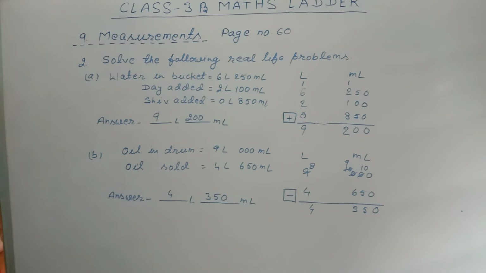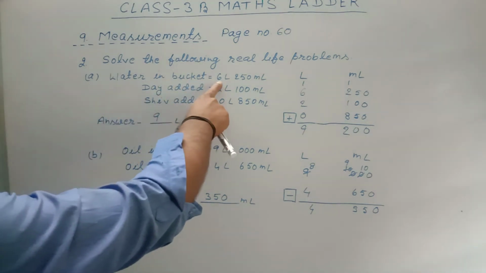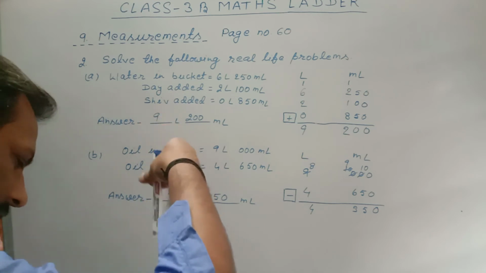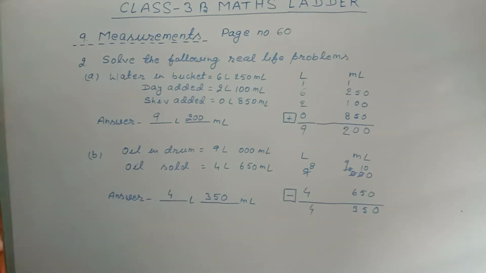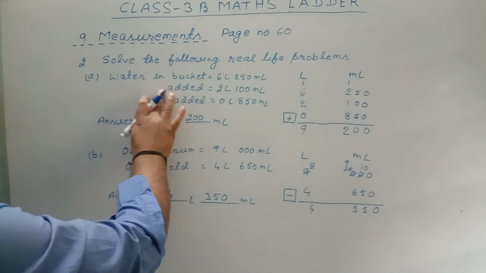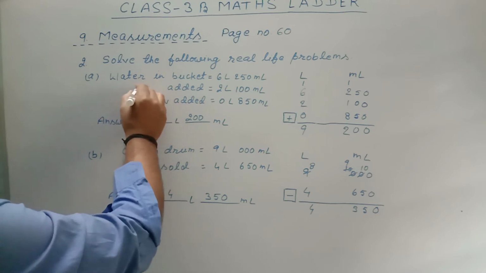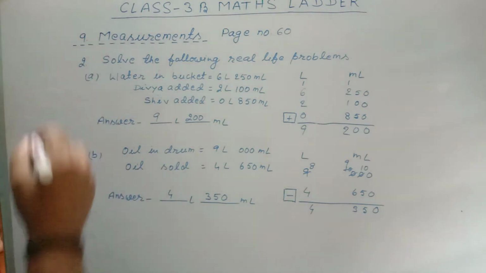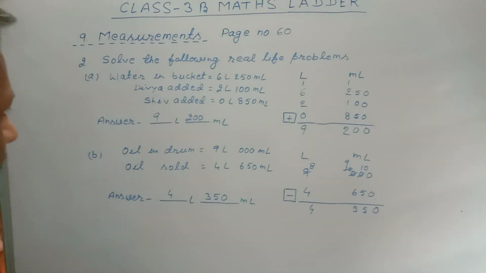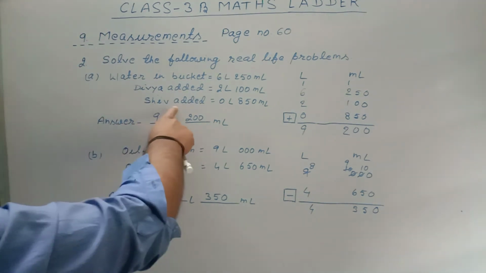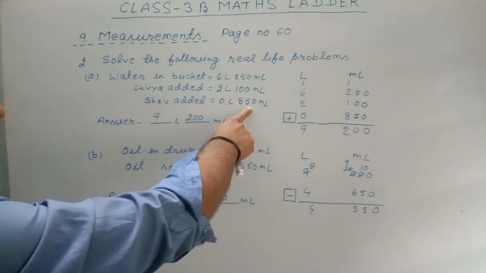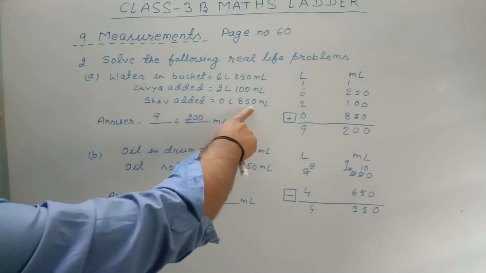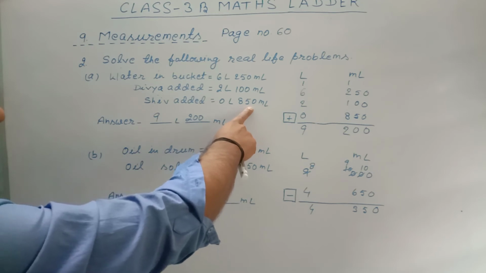For that I have written the statement. Water in the bucket equal to 6 liter 250 milliliter. Divya added 2 liter 100 milliliter and Shiv added 0 liter 850 milliliter. Means no liter is there. So I wrote here 0 liter and at the place of milliliter I wrote 850 milliliter.